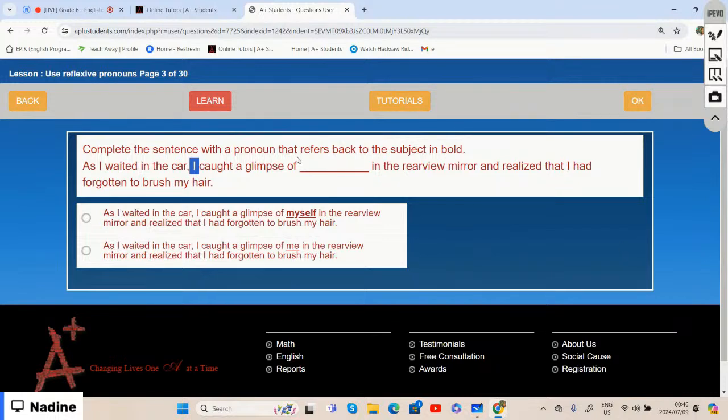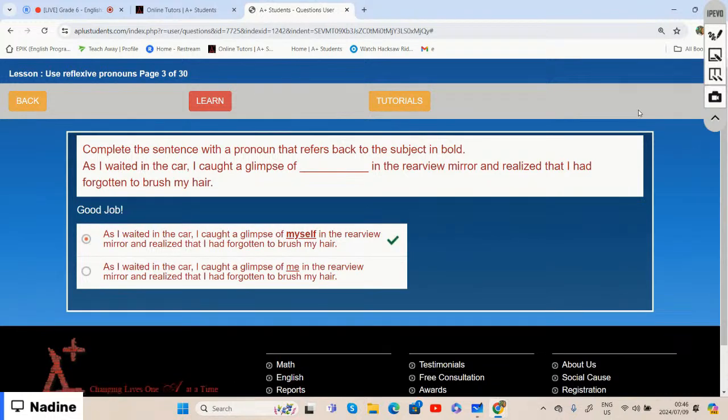All right, so if we refer to the reflexive pronoun, then we can say, as I waited in the car, I caught a glimpse of myself in the rearview mirror and realized that I had forgotten to brush my hair, which means that the reflexive pronoun myself refers back to the subject, which is I.